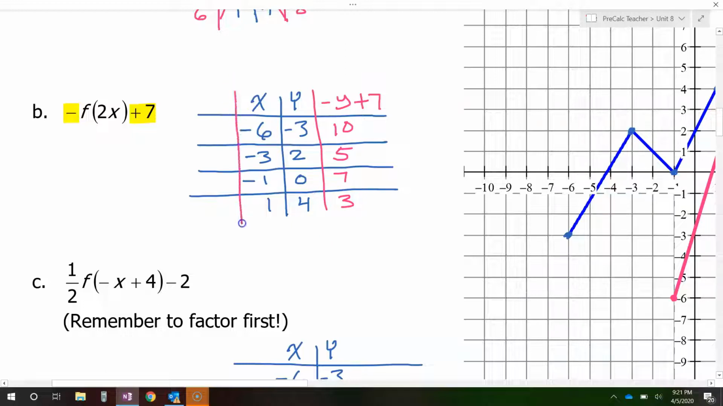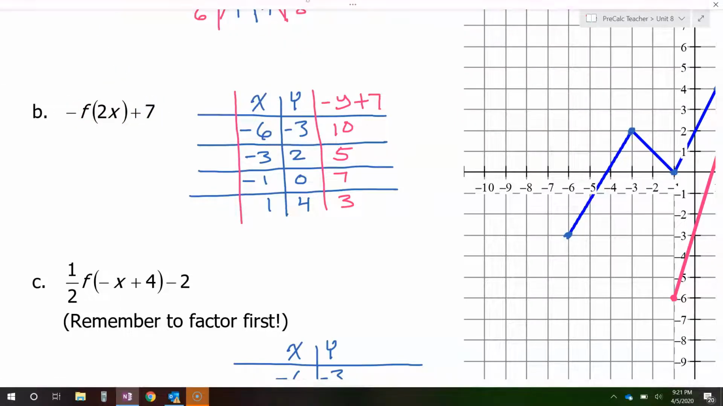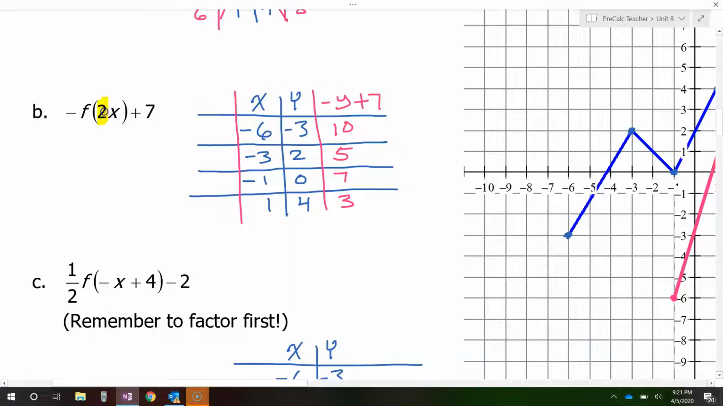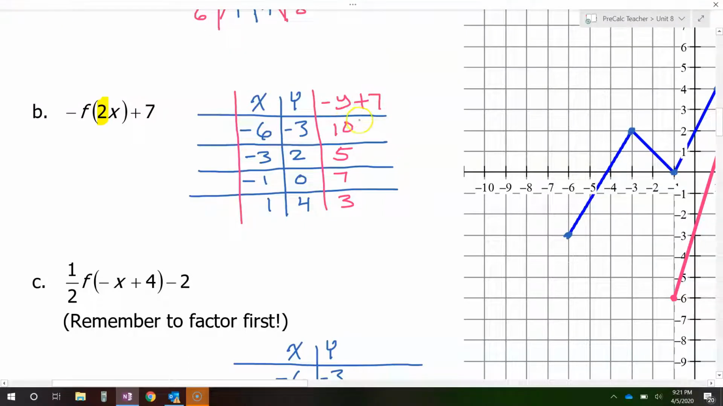Now, anything happening inside the function is happening to the x values. All right, so this is something that's happening to the x values. However, it's always going to be, you know what, I meant to do this in purple.